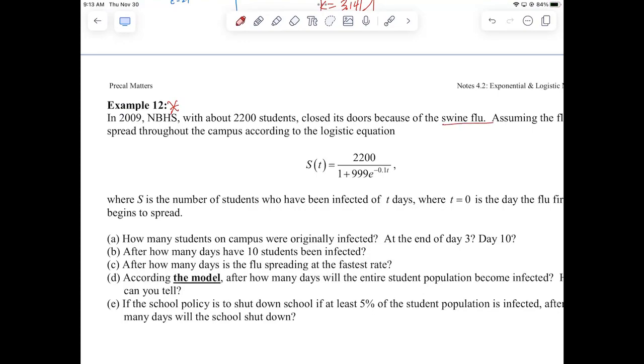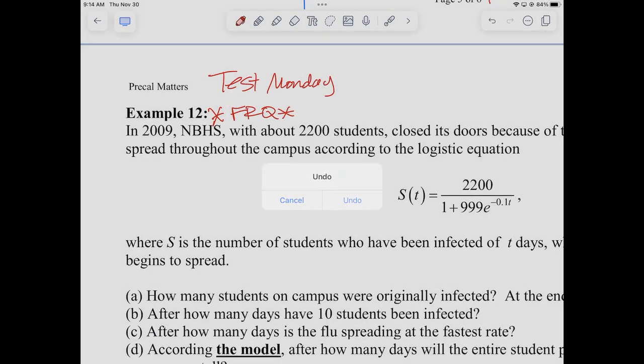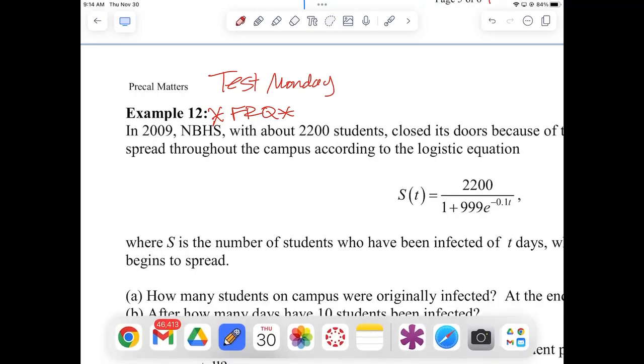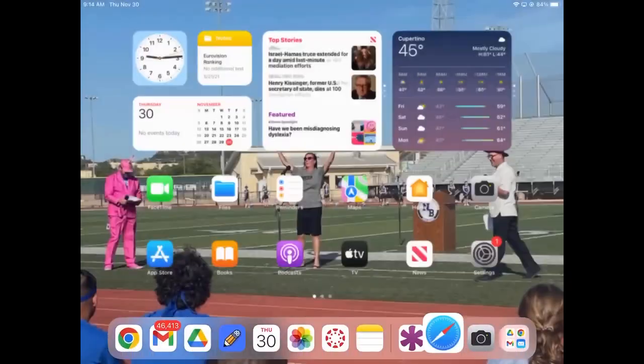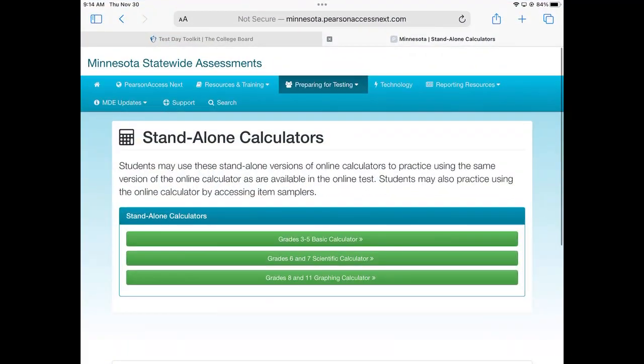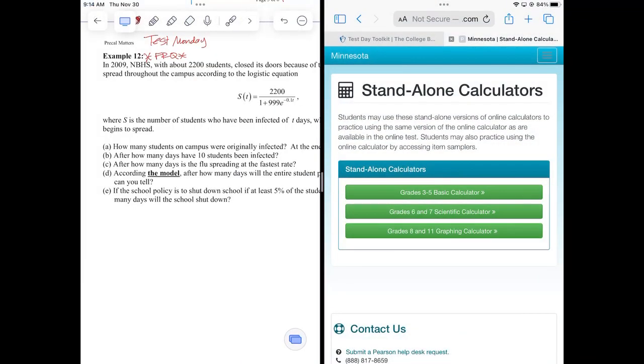It's swine flu. Now, I put an asterisk by it here because whenever we test, and we're testing Monday, your free response question is going to be very similar to this. And it's not a difficult question. So hopefully everybody will make 100 on the question on the test on Monday. Your free response will be like example 12, yes.